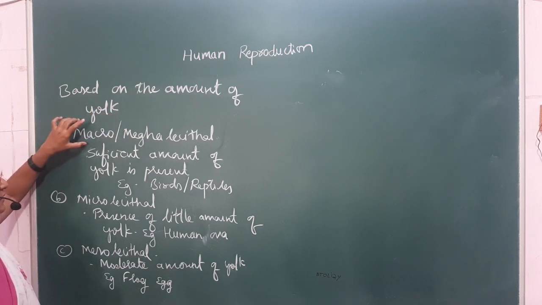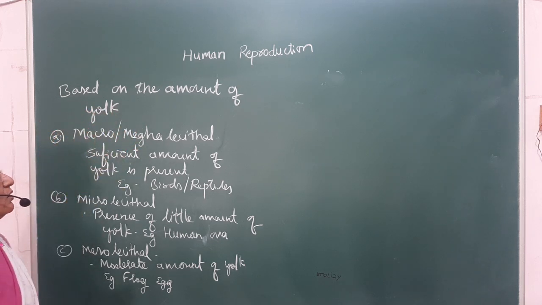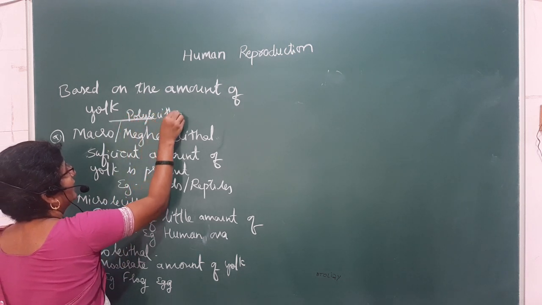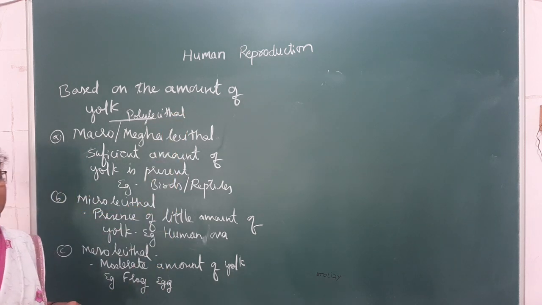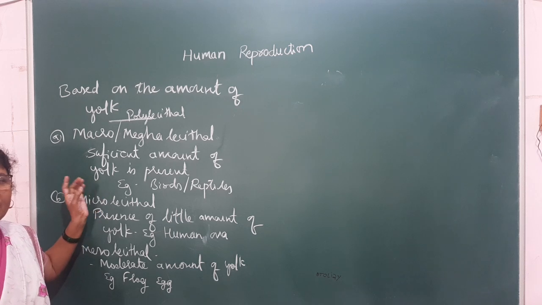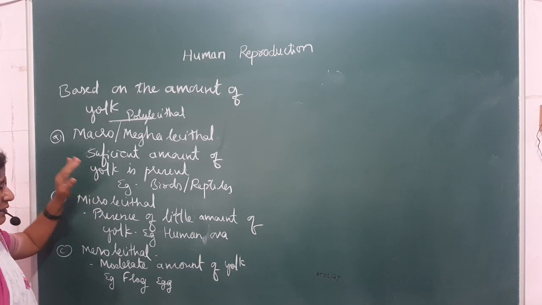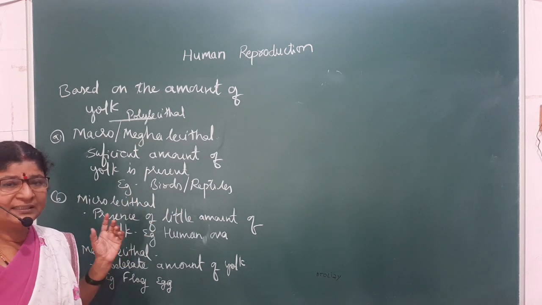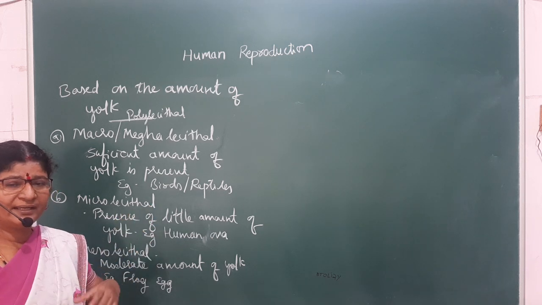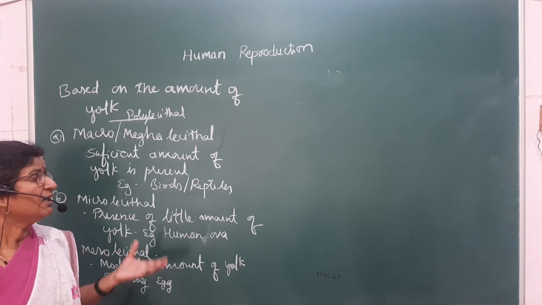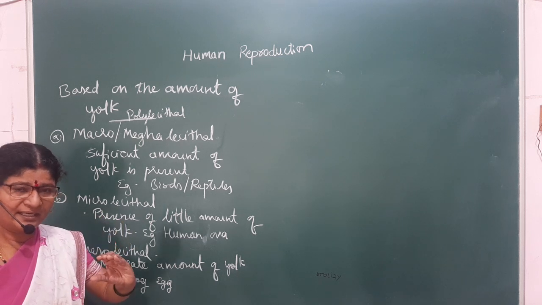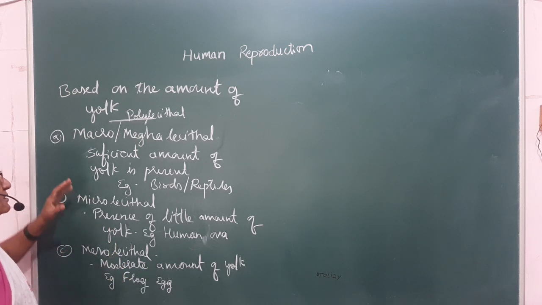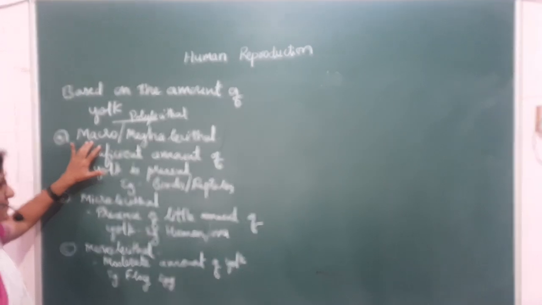The first one is called macro or mega, also called as polylecithal. That means sufficient amount of yolk is present, which is necessary for the development of the embryo. Such type of eggs you will see in the birds and reptiles. You know that birds and reptiles are oviparous. They lay egg and then from the egg the young one will get hatched out. So the embryo is nourished inside the egg itself, and till that time the food is sufficient. Such eggs are called polylecithal or macrolecithal eggs.